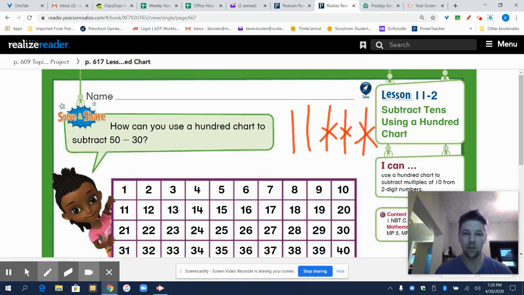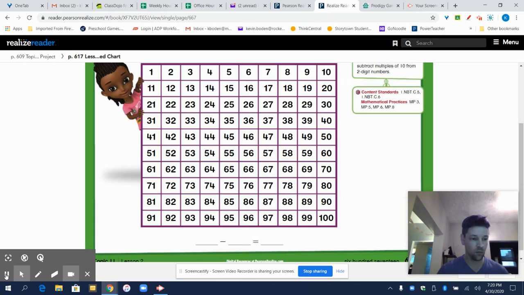So our answer should be 20 whenever we're all done with this equation with our hundreds chart. But I'm going to zoom out now so everybody can see it, and you better not be paying attention to my hair. All right, I'll see you in a second.